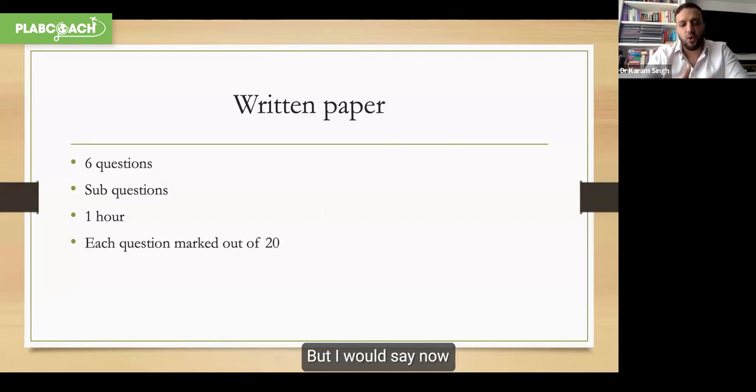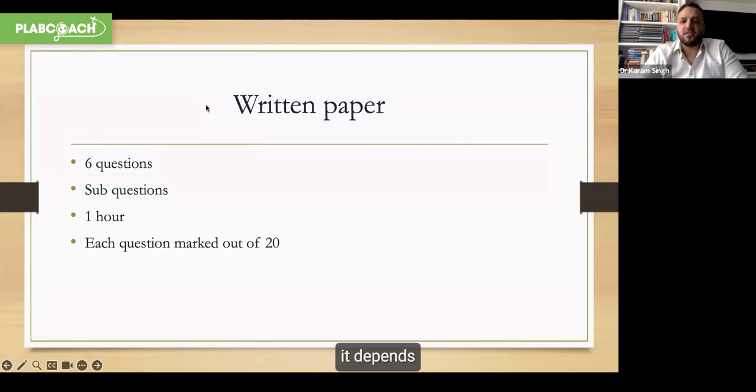But I would say now, having assessed the exam over the past 2 or 3 years, that there have always been at least 3 or 4 sub-questions for each main question. So normally there's a logical sequence to the questions. For example, describe your findings. What are your diagnoses? What is your differential diagnosis? What are the treatment options? What are the complications? So they'll follow a logical sequence.